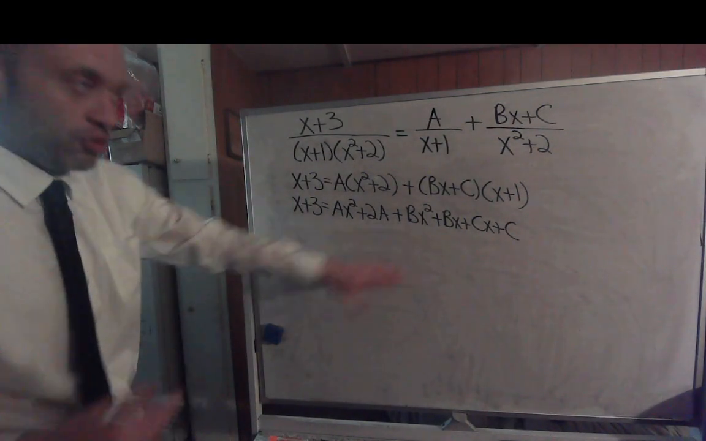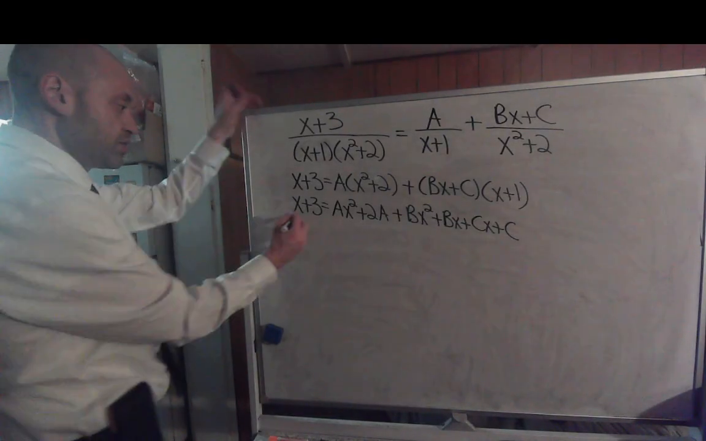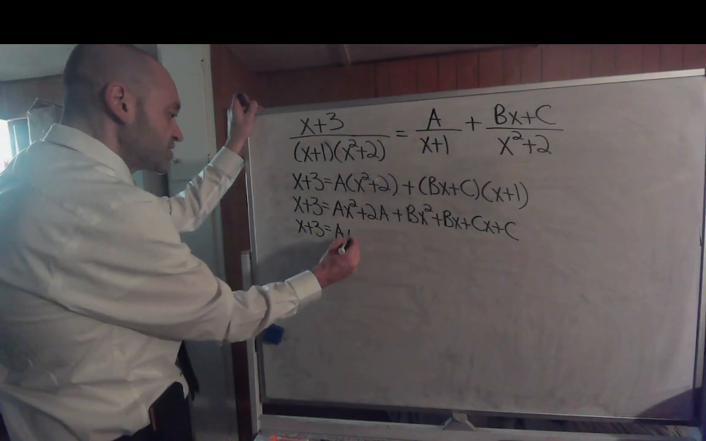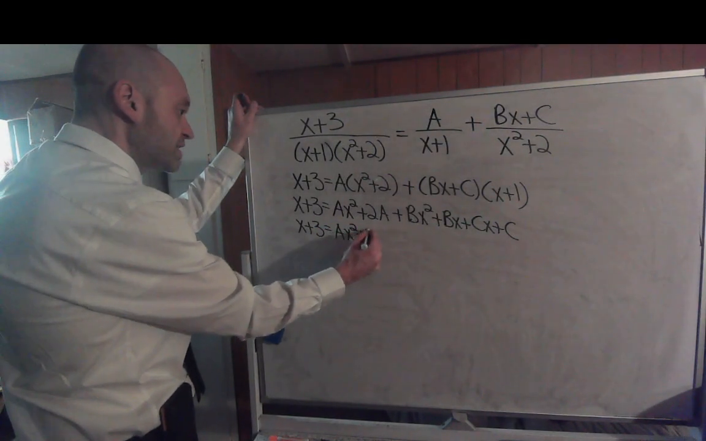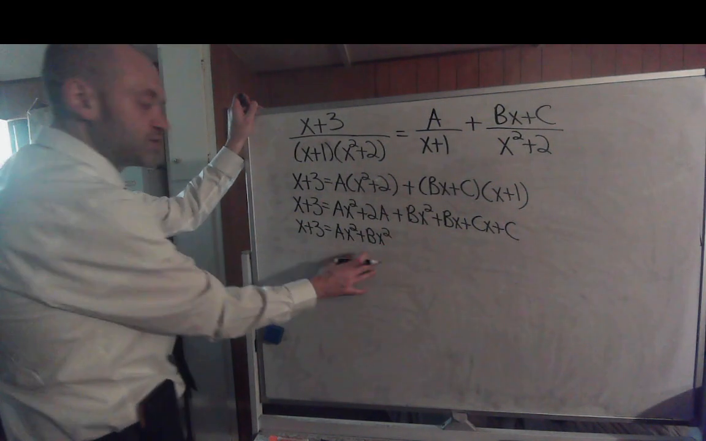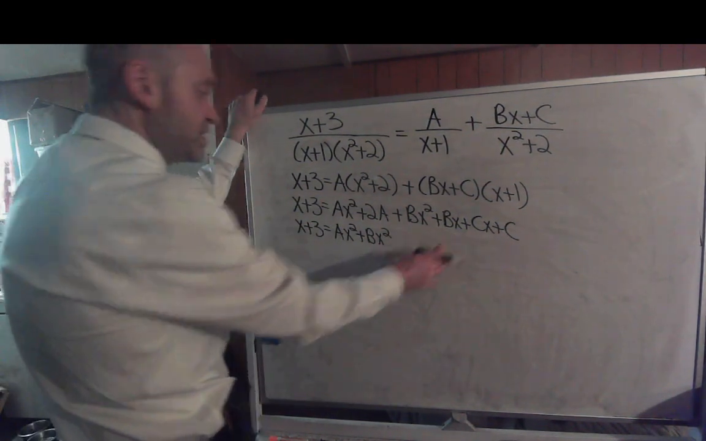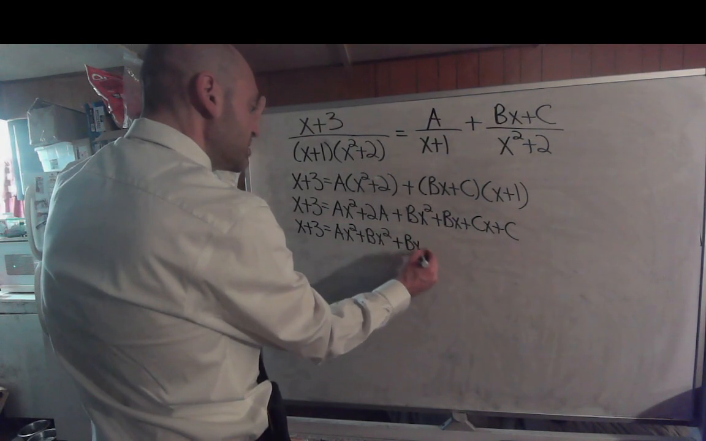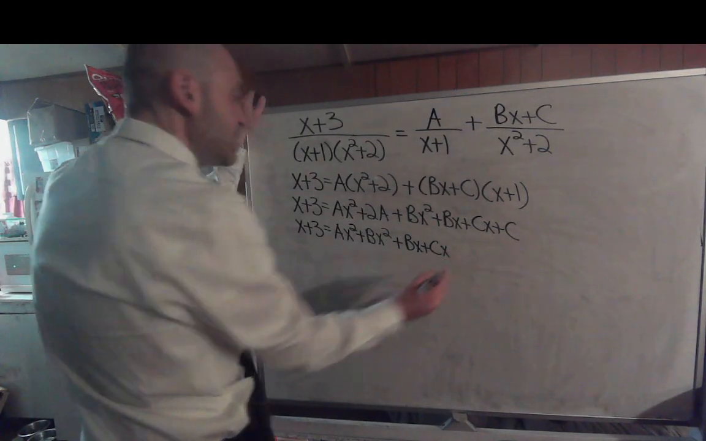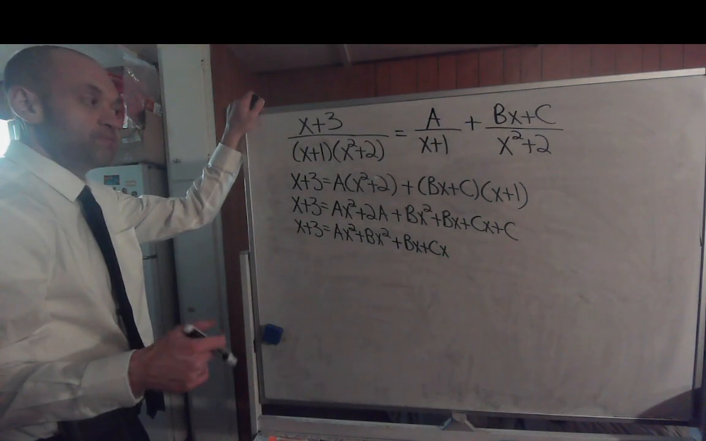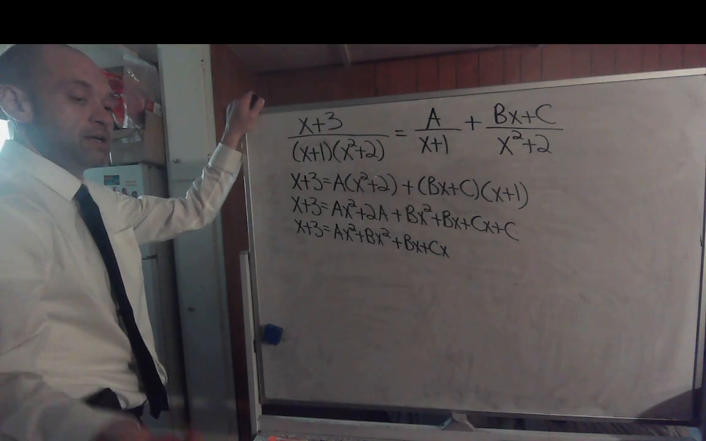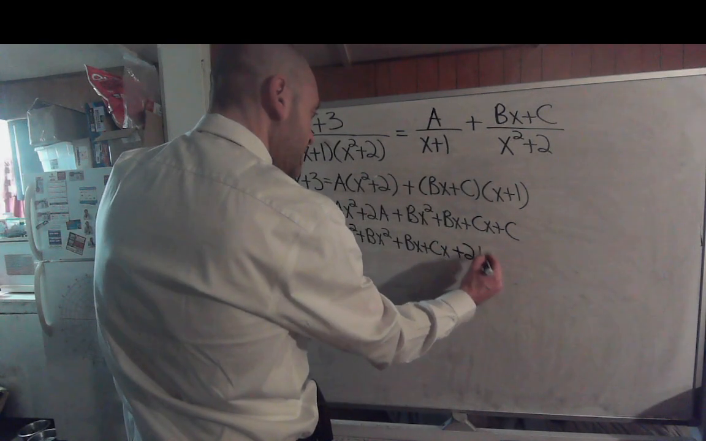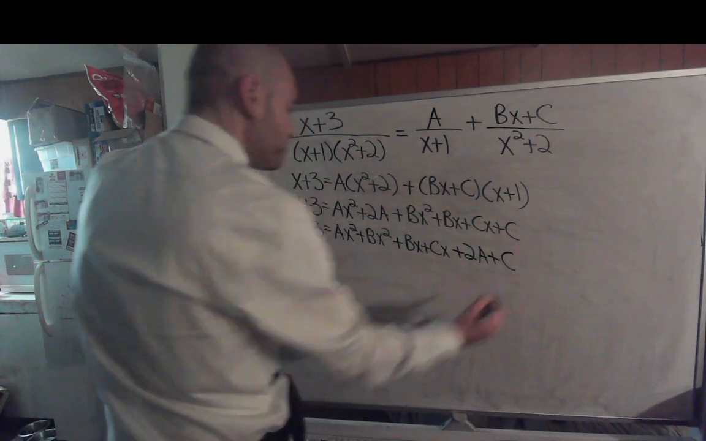Now we just want to group everything together, right? So you'll have x plus 3 would equal Ax squared plus Bx squared. So all my x squareds are grouped together. Now let's focus on the x to the first. Plus the Bx plus Cx. Now all we need to do is group my constant terms together. Plus 2A plus C.